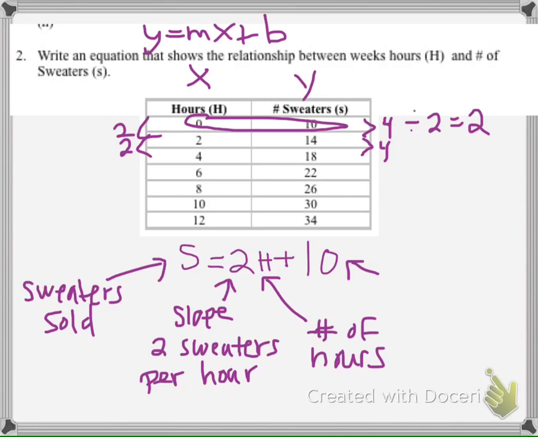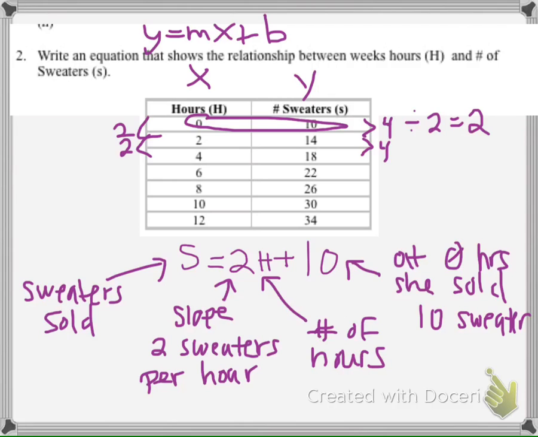And my 10 is my y-intercept, but according to the situation it means at 0 hours she sold 10 sweaters. I'm not exactly sure how that could work because she didn't sell any sweaters yet. Maybe my theory is that a previous worker had already sold 10 sweaters and then she came in and sold 2 sweaters per hour. I'm not really sure. That's kind of interesting.